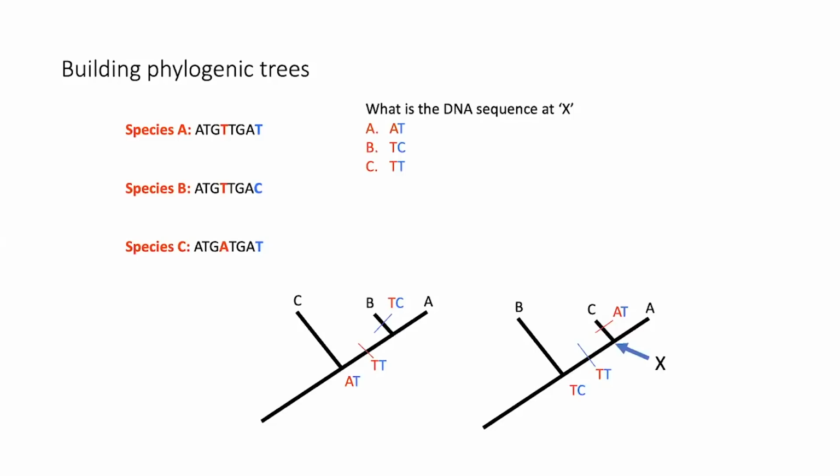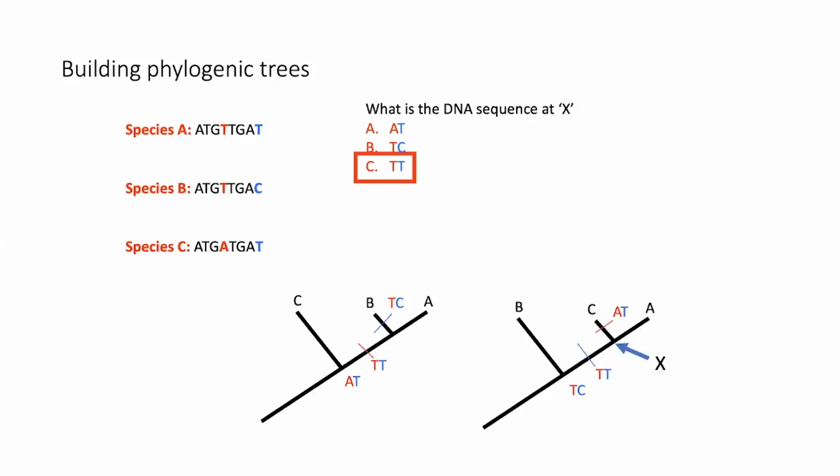So before we do that, I want to test whether you got the concept of these common ancestors and what the DNA sequences are at the positions in the tree for these different common ancestors. So let's just focus on X, that common ancestor of A and C in this scenario here. And the common ancestor there is TT.